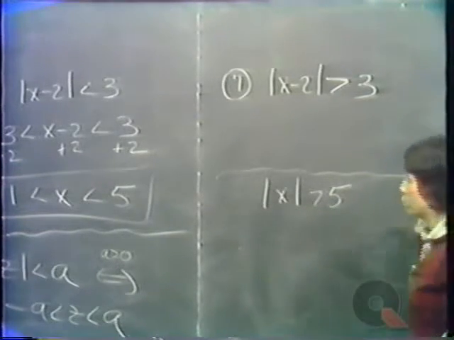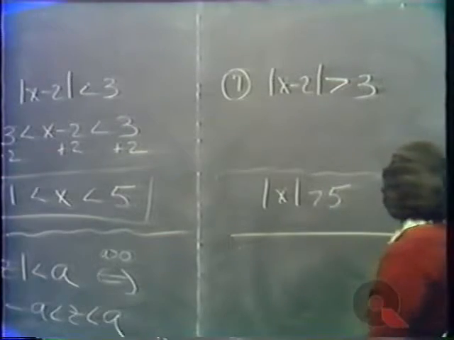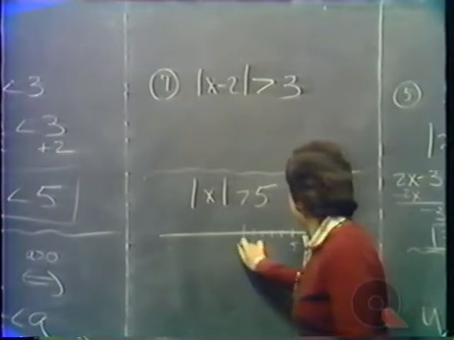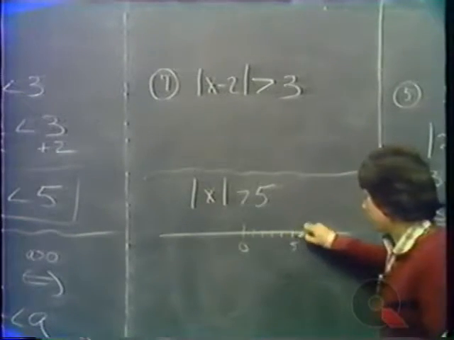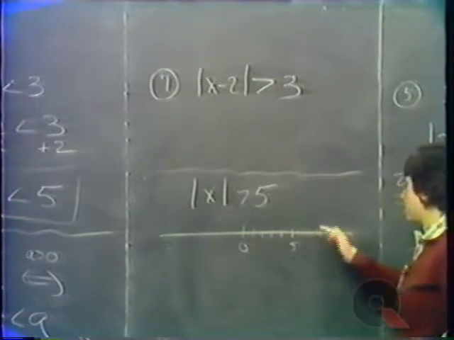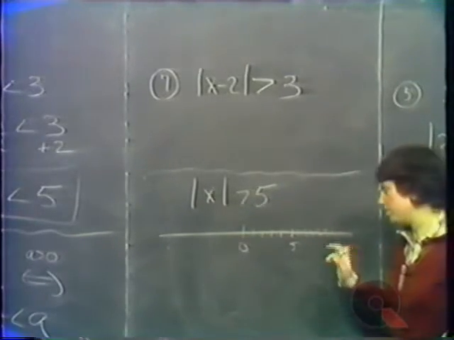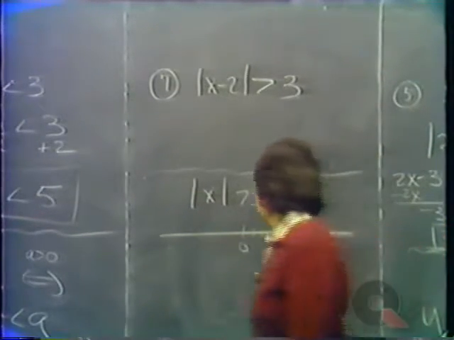Well, clearly x could be bigger than 5. It might be somewhere in this area. Or it's 6, 7, 8, 9, 10. The absolute value of that number is certainly greater than 5. But you have another range of possibilities.